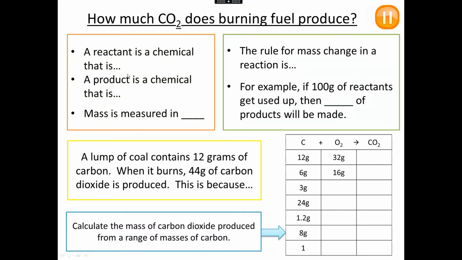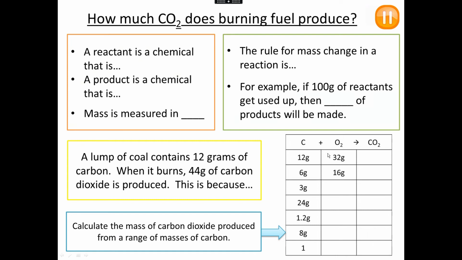Here are some sentence starters. Reactant, product, mass. Then what is the rule? Then here's an example to fill in. Then using your understanding to explain. When we burn 12 grams of carbon, it makes 44 grams of carbon dioxide. Why is that? Think about the oxygen. How much oxygen? How do we know that?